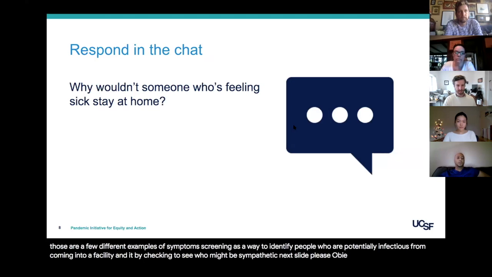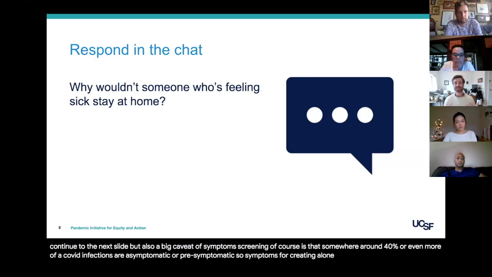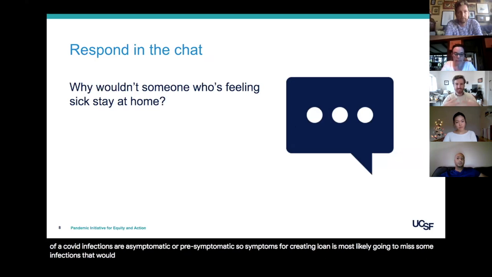Before going to the next slide, there's also a big caveat of symptom screening, of course, which is that somewhere around 40% or even more of COVID infections are asymptomatic or pre-symptomatic. So symptom screening alone is most likely going to miss some infections that would slip through that crack of defense if you're relying on symptom screening alone.